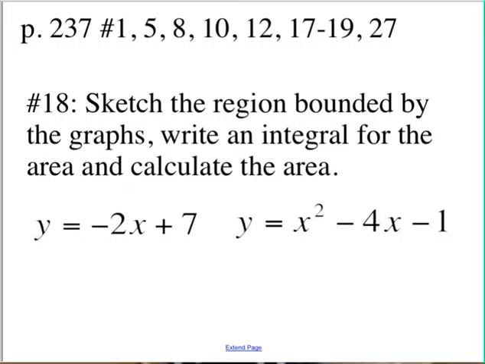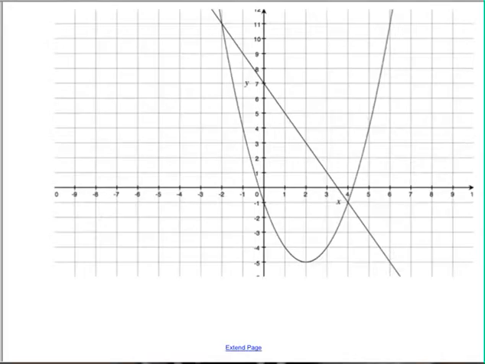So the first thing in sketching the region, you'll see that one equation is linear, y equals negative 2x plus 7, and the other equation is a quadratic, x squared minus 4x minus 1. And when you graph them and put them together, you'll see that the area that we are going to try and calculate is the area between the line and the parabola, and you can see where they intersect on the graph.